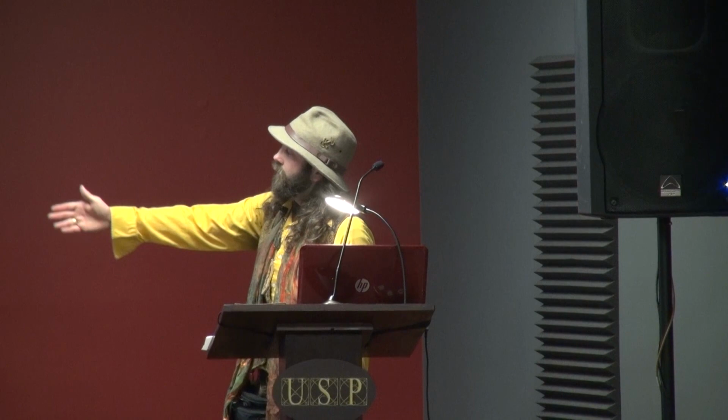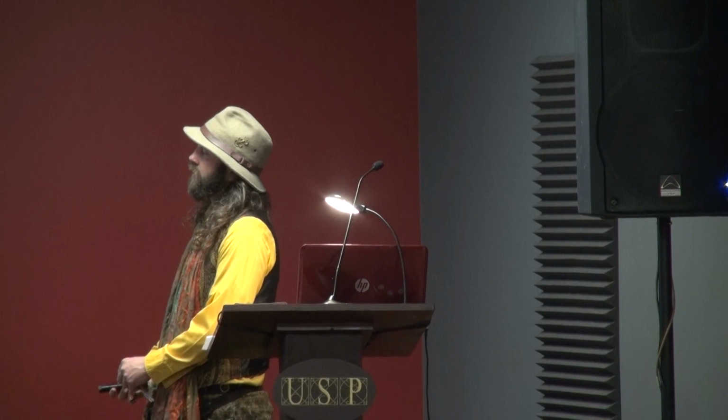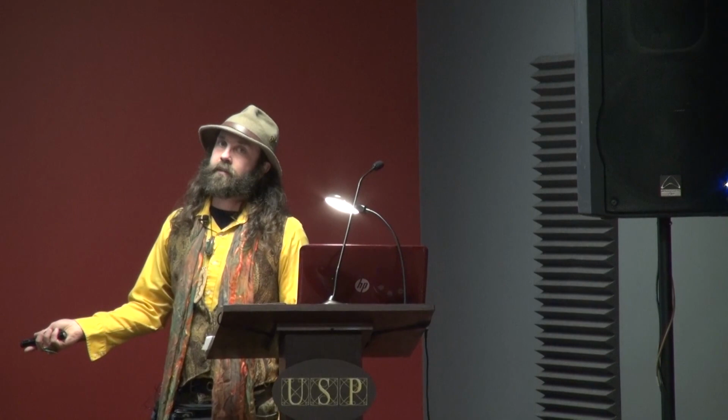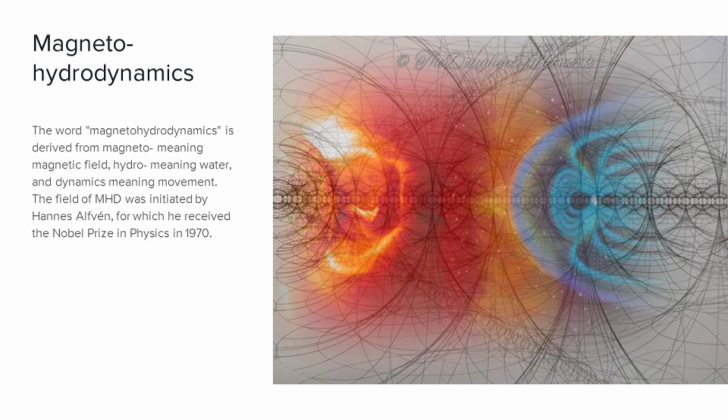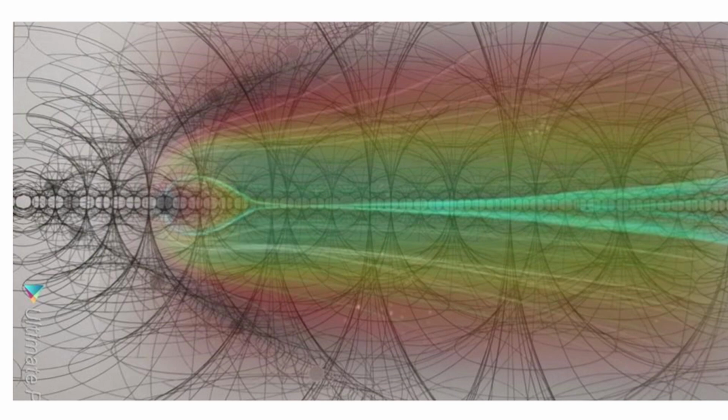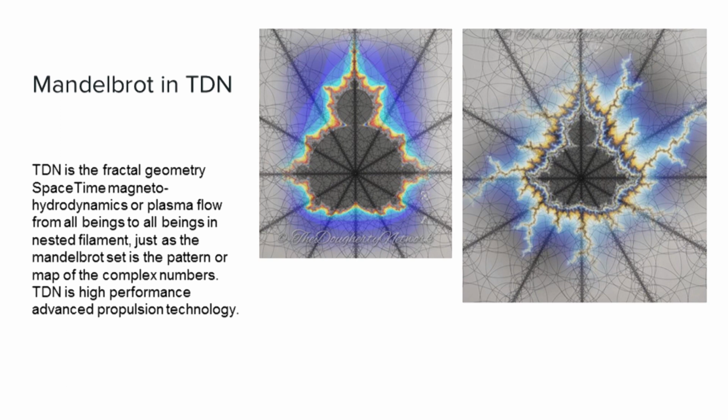And what we have here on the left is the sun. As you can see, this is an artistic rendition, but nonetheless, they are accurate, and there's many of them. I think this one's from NASA. I don't even know. I don't care. Usually they just draw the stuff or paint it, and then they say that it's a real picture. So this is the Earth right here, and every single shell matches perfectly with this set. And the tail, and all of it. And that's a plasmoid. Another one, like I showed you before, there's the magnetotail. Mandelbrot in the Dougherty network. TDN is the fractal geometry of space-time.